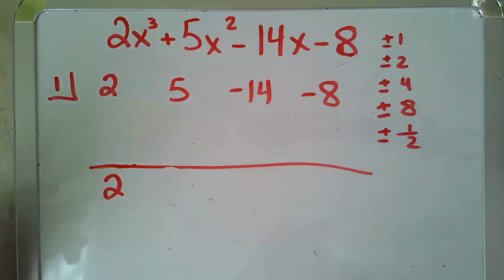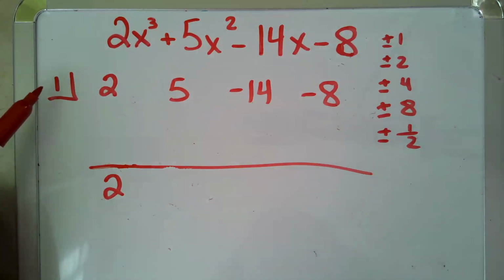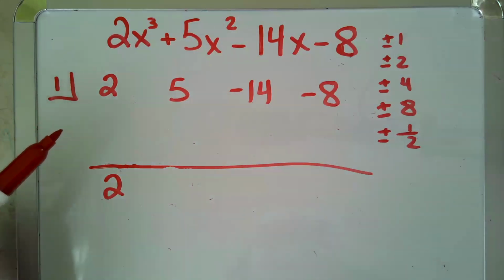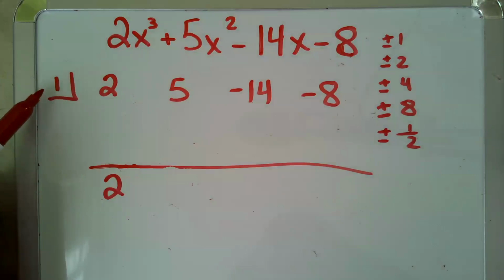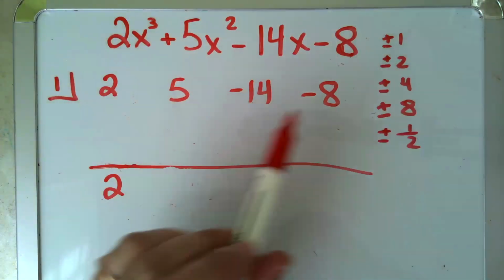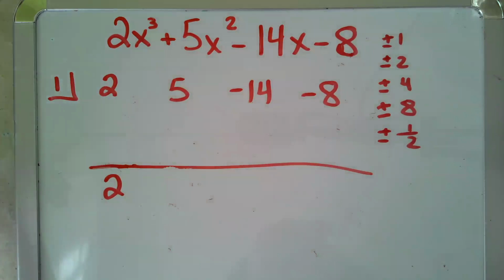Okay, so I'm all set to do some synthetic division to test my first potential root or zero here. If you have never done synthetic division, go click on this link and learn how to do this. We're dividing the factor x minus 1 into this polynomial through synthetic division. If you know how to do synthetic division, then let's go.